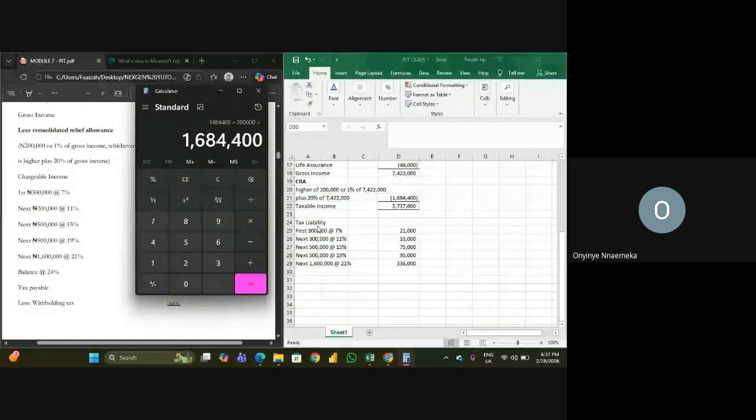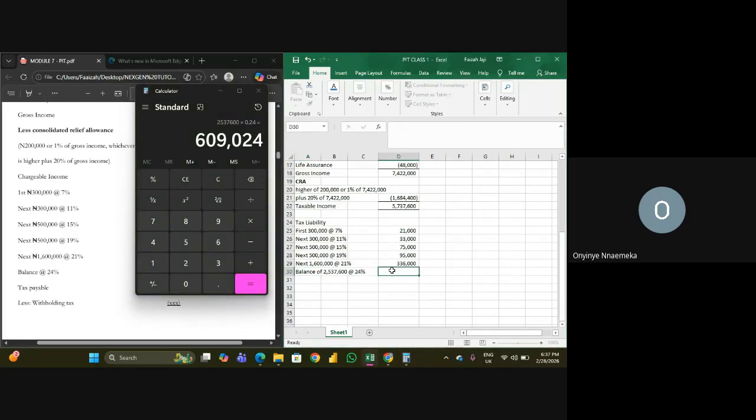The total of all of this figure is 3,200,000. 5,737,600 minus 3,200,000. So now the remaining money, which is how much? Balance of 2,537,600 at what? 24 cents. So let's go back to our calculator, multiply by 0.24. Then we have 609,024.